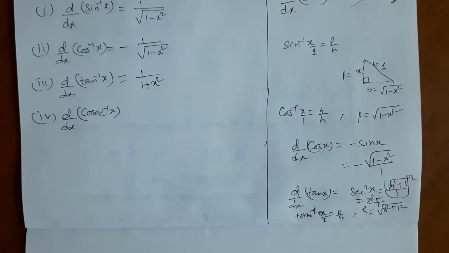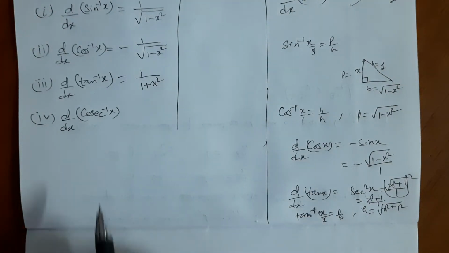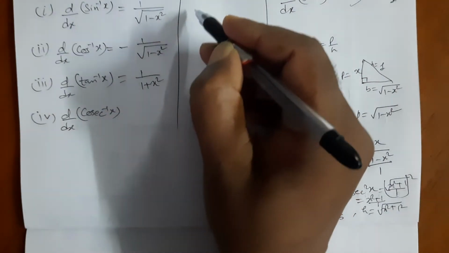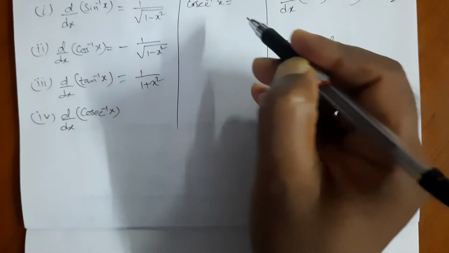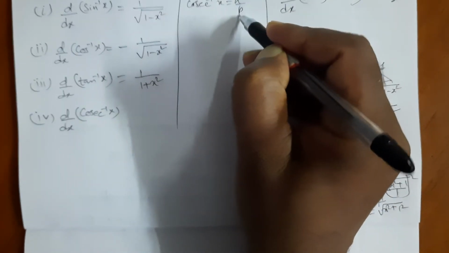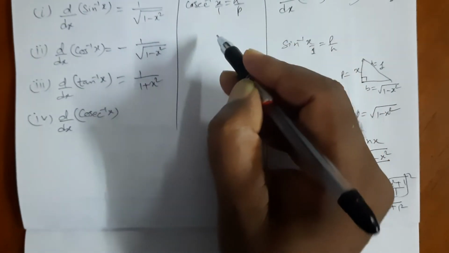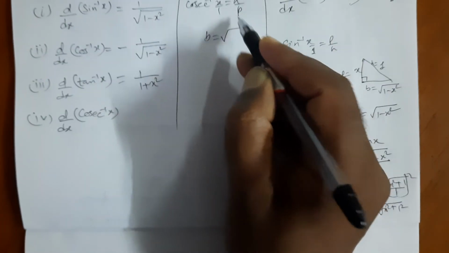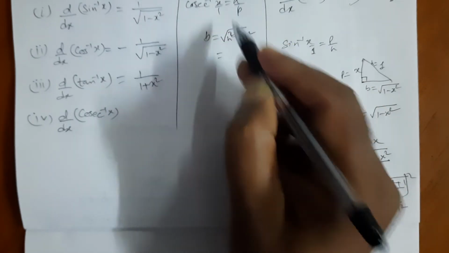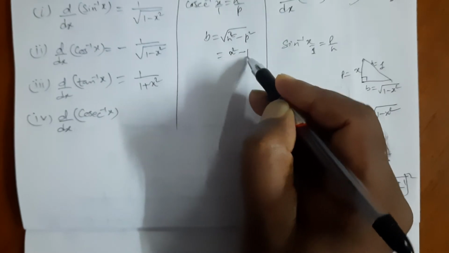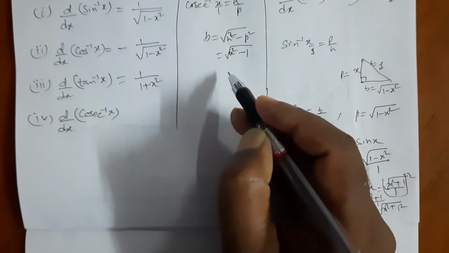Okay, and look here, for this also the same technique we follow. So cosec inverse x, in this x, cosec theta means h over p, we know. So here h means x and p is 1, so we will find out b. B means root over h square minus p square, so x square minus 1, and we got b equals this much.